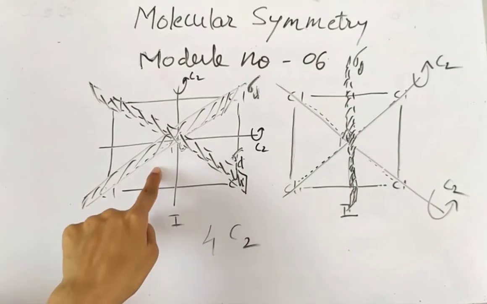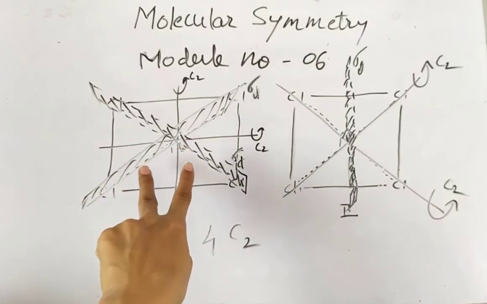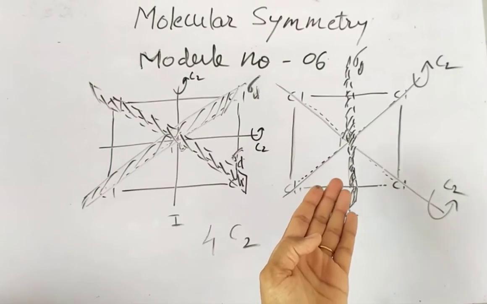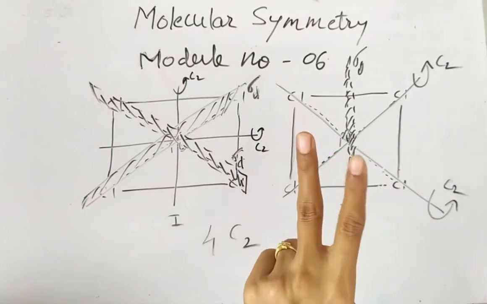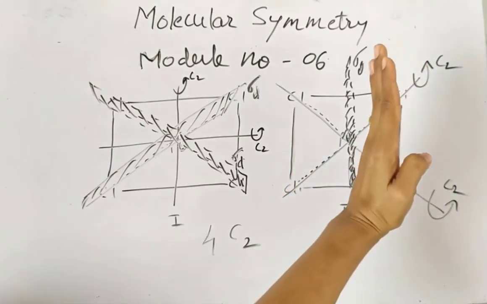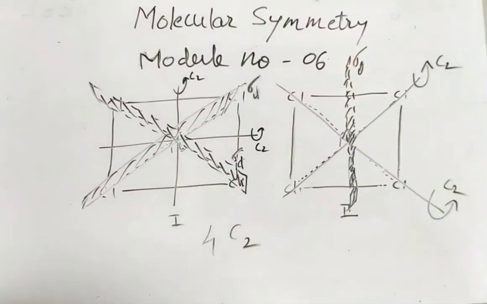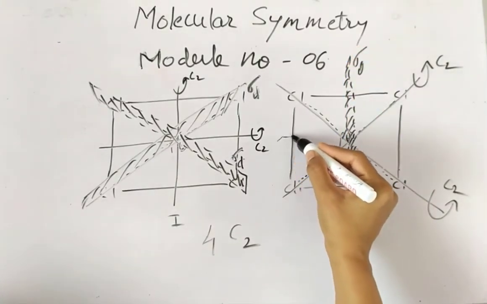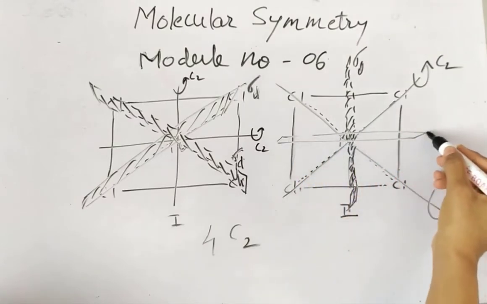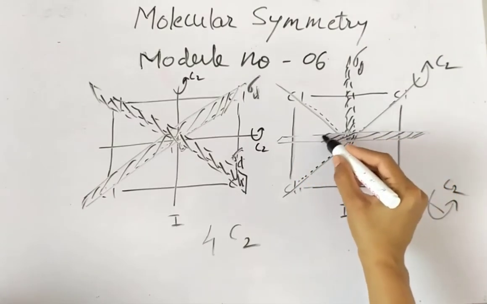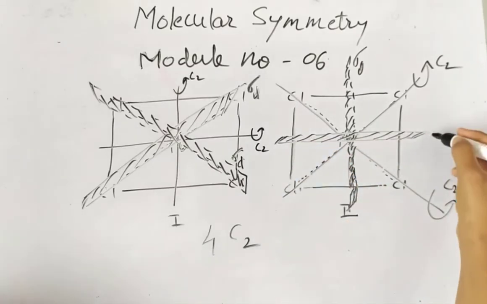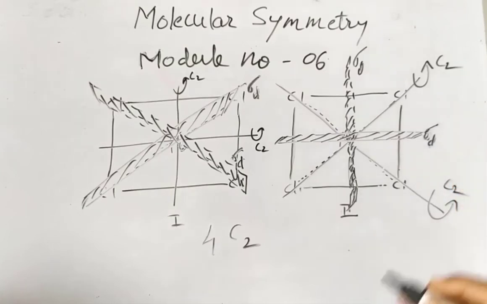As in this image there were present 2 sigma Ds, of course now the molecule is same, so here also there will be present how many sigma Ds? 2. This is the first one, and which will be the another sigma D? Which is passing like this. This is also sigma D. Why? Because it is bisecting two perpendicular C2 axes.